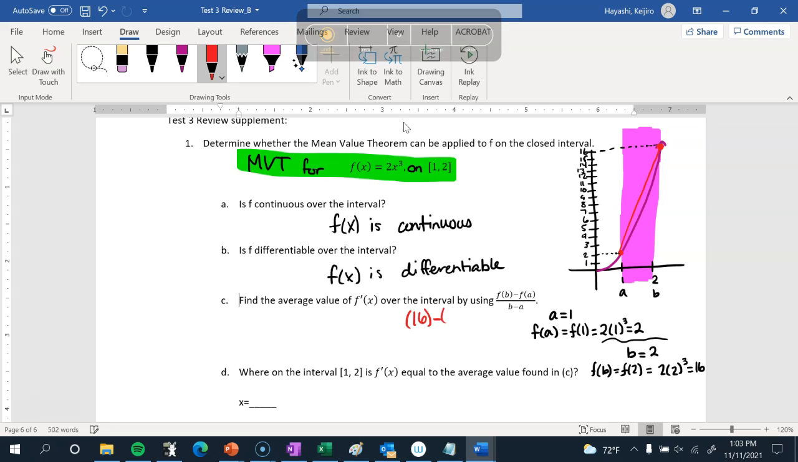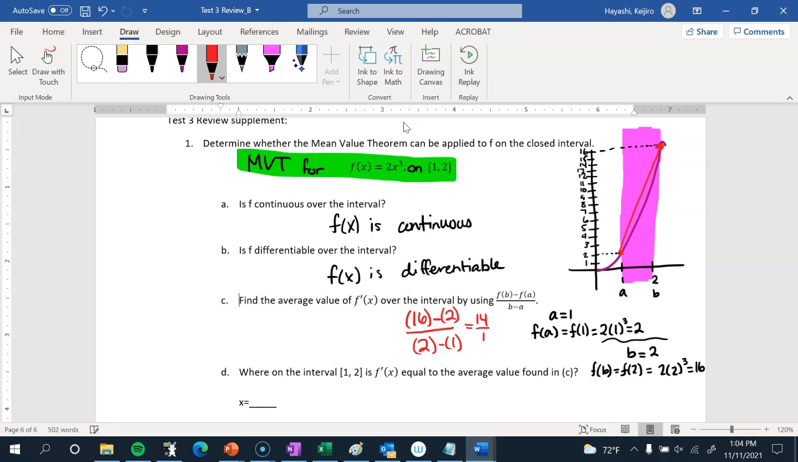You should get 16 minus 2 on the top, right? That's f of b minus f of a, over b is 2, a is 1. No, I wrote the bottom wrong. I wrote a minus b by accident. Whichever way you write it, the order should be the same on the top and the bottom. It should be b, then a. I mean, you could theoretically do a and then b as long as you do it both times.